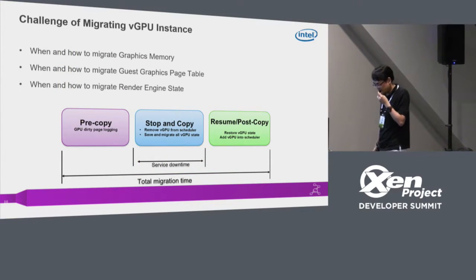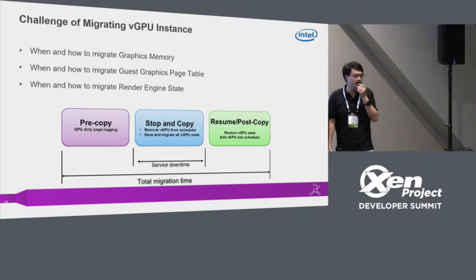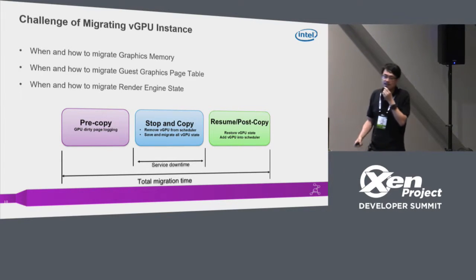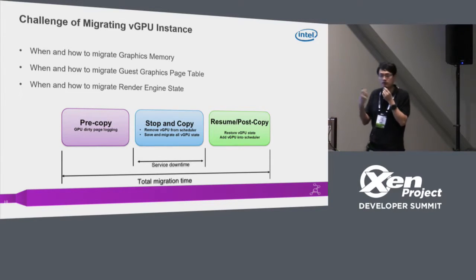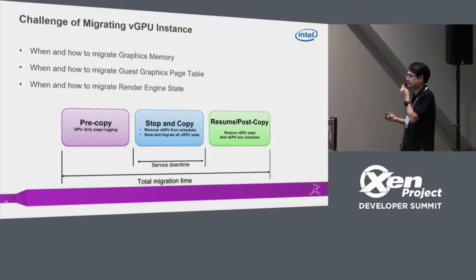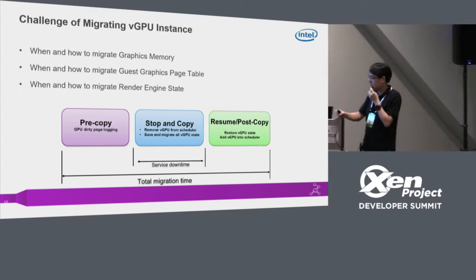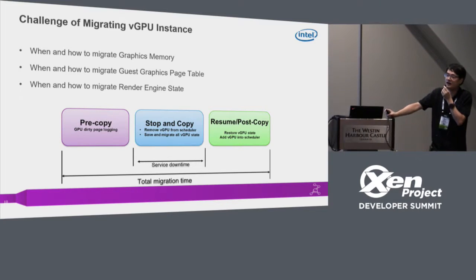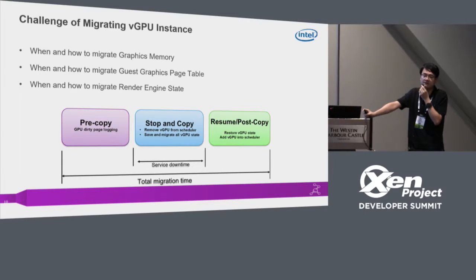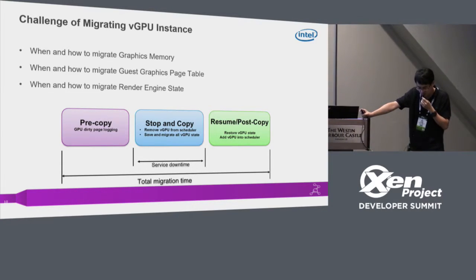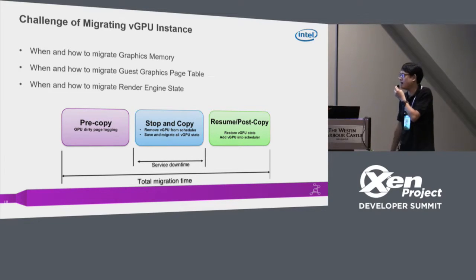Now the challenge is when and how we migrate these resources. As I just mentioned, there are MMIO registers, graphics memory, and also the render engine status. Typically, QEMU or a standard migration framework will have 3 stages. The first one is the pre-copy stage, and then the stop-and-copy stage.